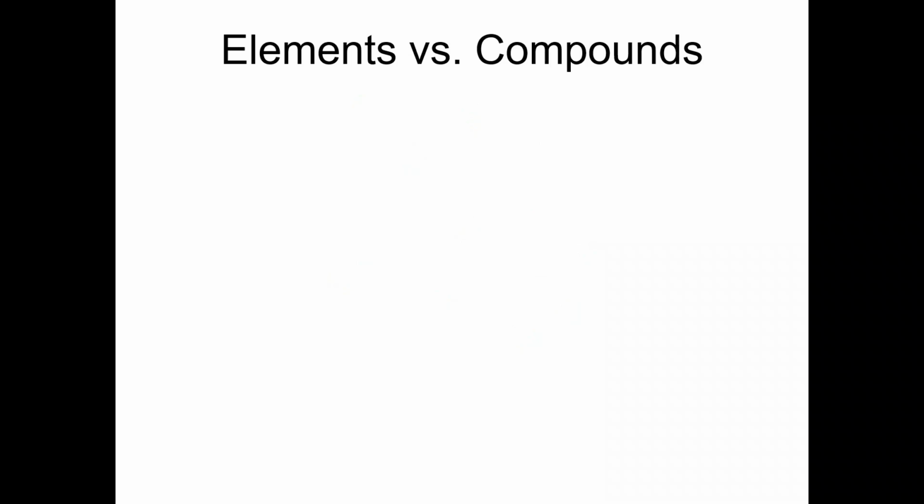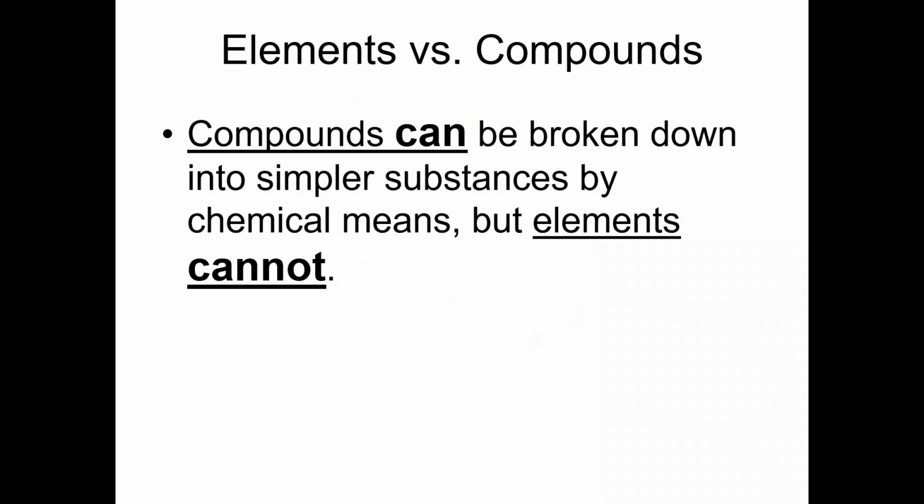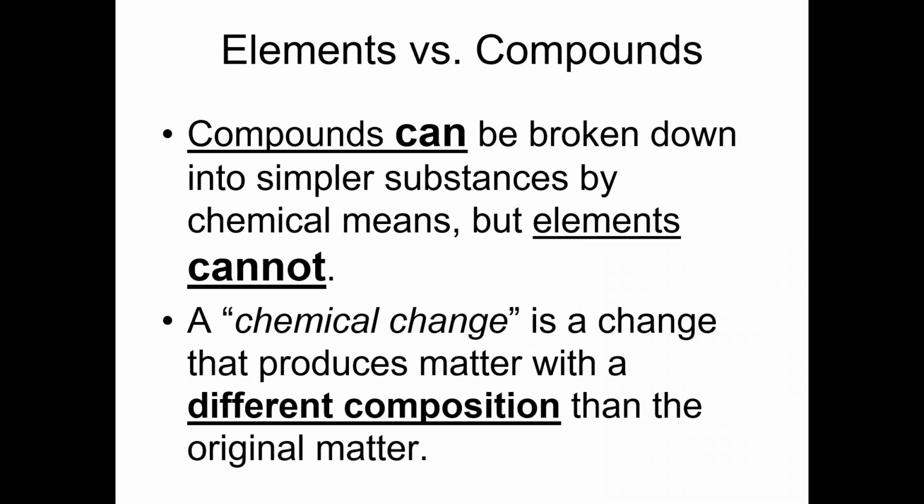Now, what's the difference between element and compound? Element versus compound. Compounds can be broken down into simpler substances by chemical means, but elements cannot. You have an element, hydrogen. Whatever you do, hydrogen would remain hydrogen. But in a compound, if you conduct a chemical reaction, then you see that it produces a new substance.